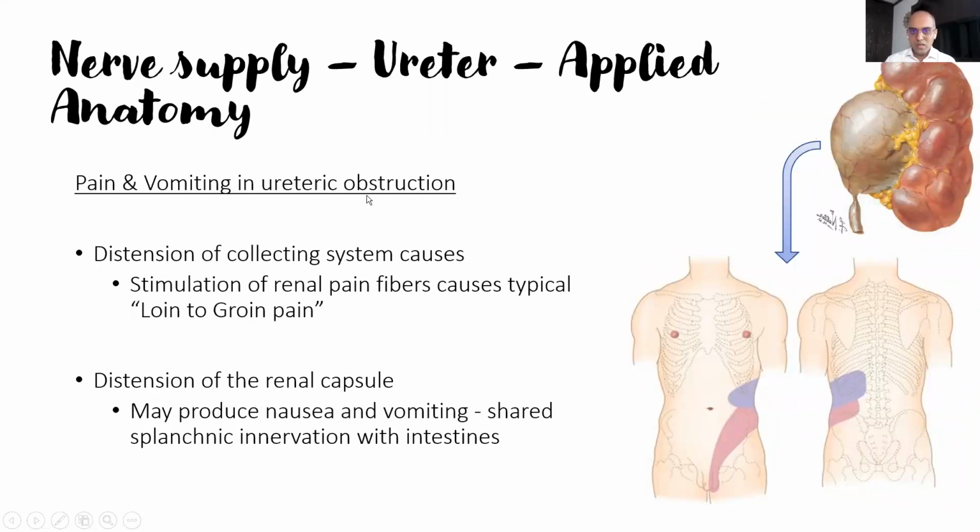Pain and vomiting are noted in ureteric obstruction. As we saw earlier, the embryological development of the kidneys and the gonads are similar. So distension of the collecting system stimulates the renal pain fibers. This causes typical pain radiating from the loin to groin. And distension of the renal capsule may also produce nausea and vomiting, because the renal capsule has shared splanchnic innervation with the intestines.